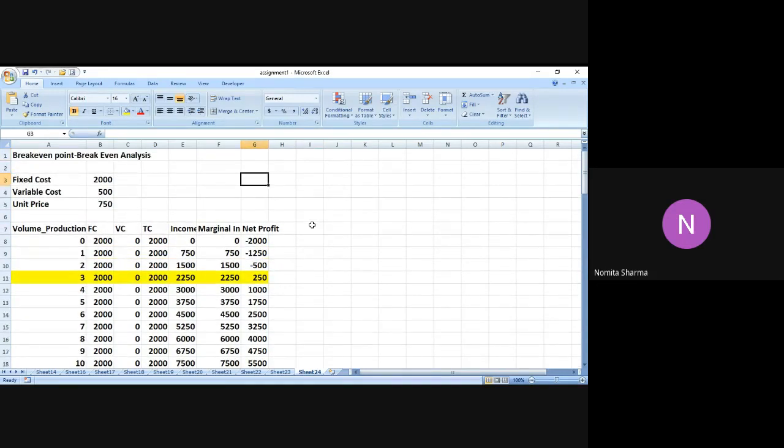We can easily calculate the break-even point with the help of that formula as well, which was nothing but, I will simply write it over here. So break-even point is equal to fixed cost, which is 2000, divided by sale price, which is 750, minus variable cost, which is 500. If I just close that in the bracket, I will actually get 8 as the answer over here.